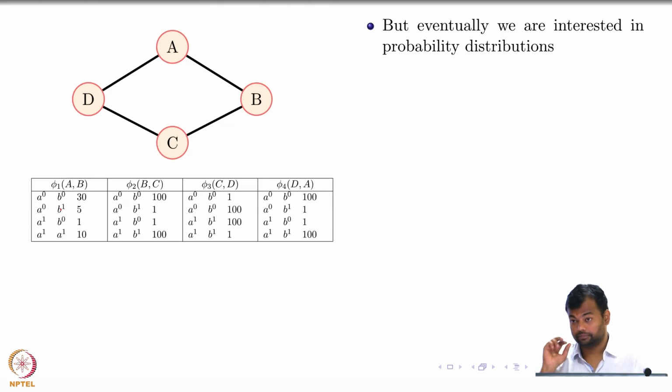And this is fine. For the representation of the factors, it's okay if you're not still dealing with probability distributions, but what do we eventually want? We want a probability distribution. And what's the probability distribution that we want? The joint distribution. So now how do I write the joint distribution?